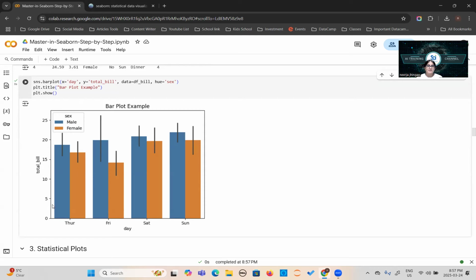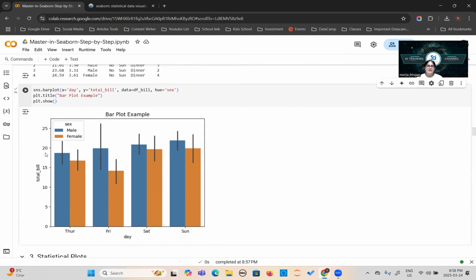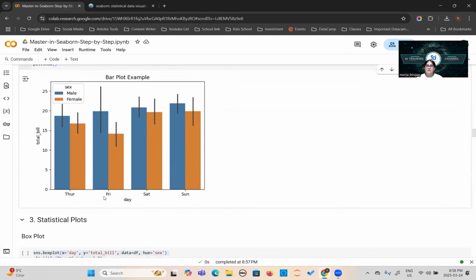In the bar plot, on the x-axis we are showing the day. This is the total bill. So first pick up the male. On Thursday, what is the maximum bill paid by the male? This is showing till here, between 20 to 25. And if I ask you which gender paid the highest bill between male and female on Friday, you can tell above 25, the male, because this line is going above that.